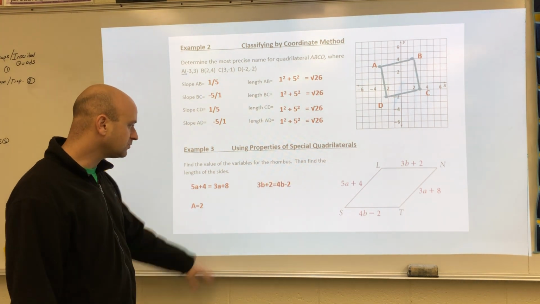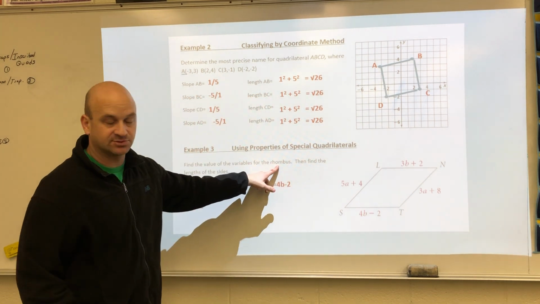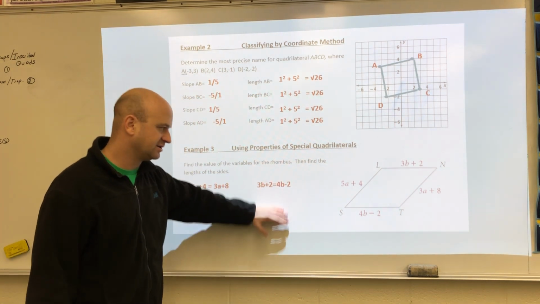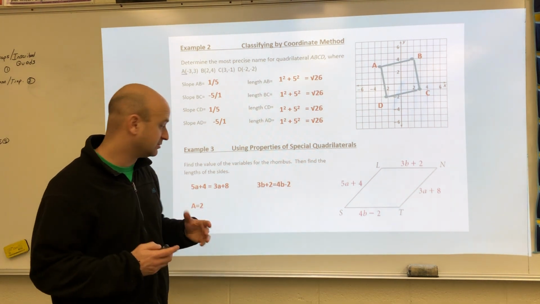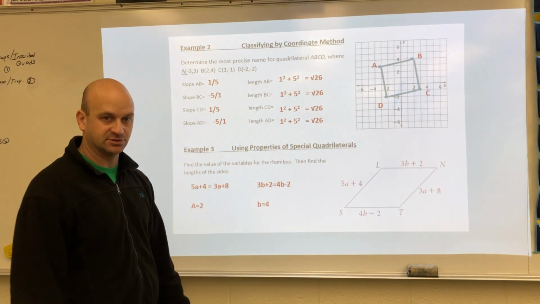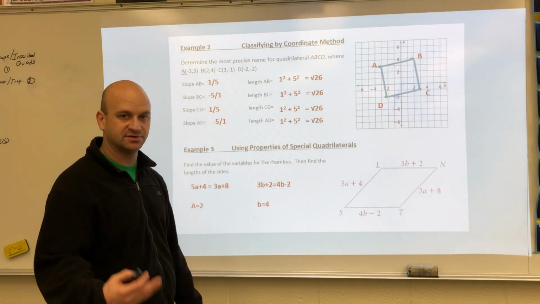Over here, this would be congruent to this. Now, because it's a rhombus, we know all sides are the same, so technically we don't need to use this to find the length of the side, just the value of the variable. And we end up getting b is equal to 4, and if we plug it in again, 4 times 4 minus 2 would give us a side length of 14.